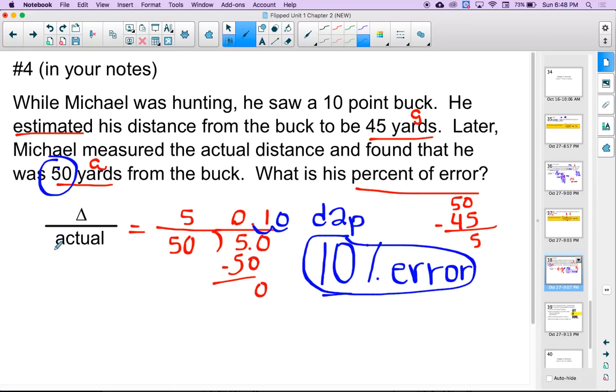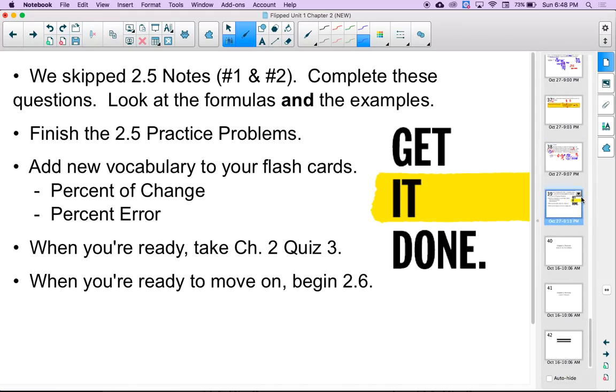Remember, I do want to see these formulas written down in your problems. The more we write down the formula, the more we remember them. So here's what you have to do to finish up this lesson. We did skip your 2.5 notes questions 1 and 2. I want you to go back to those questions and answer them. Look at the formulas, look at the examples, and see how are they alike, how are they different, because these two things are very similar, but they also solve for two different things.